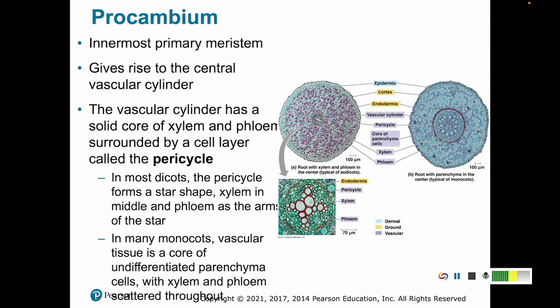The procambium is the innermost primary meristem that gives rise to the central vascular cylinder, and it has a solid core of xylem and phloem surrounded by the cell layer called the pericycle. They're all marked in this image here, or in this one. In most dicots, the pericycle forms a star shape, and the xylem is in the middle and the phloem as the arms of the star. And in many monocots, the vascular tissue is just a core of undifferentiated parenchyma cells, and the xylem and phloem will be scattered throughout it.